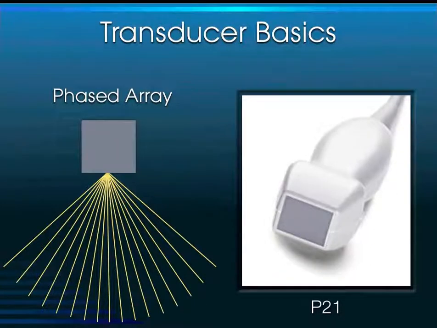Now the advantage to this P21, 21 being the number of millimeters across its surface, a short footprint probe, is that I can get between the ribs. In other words, I can see from the diaphragm superiorly all the way through the lower pole of the kidney inferiorly when looking at Morrison's pouch, using this small footprint probe to get between the ribs.